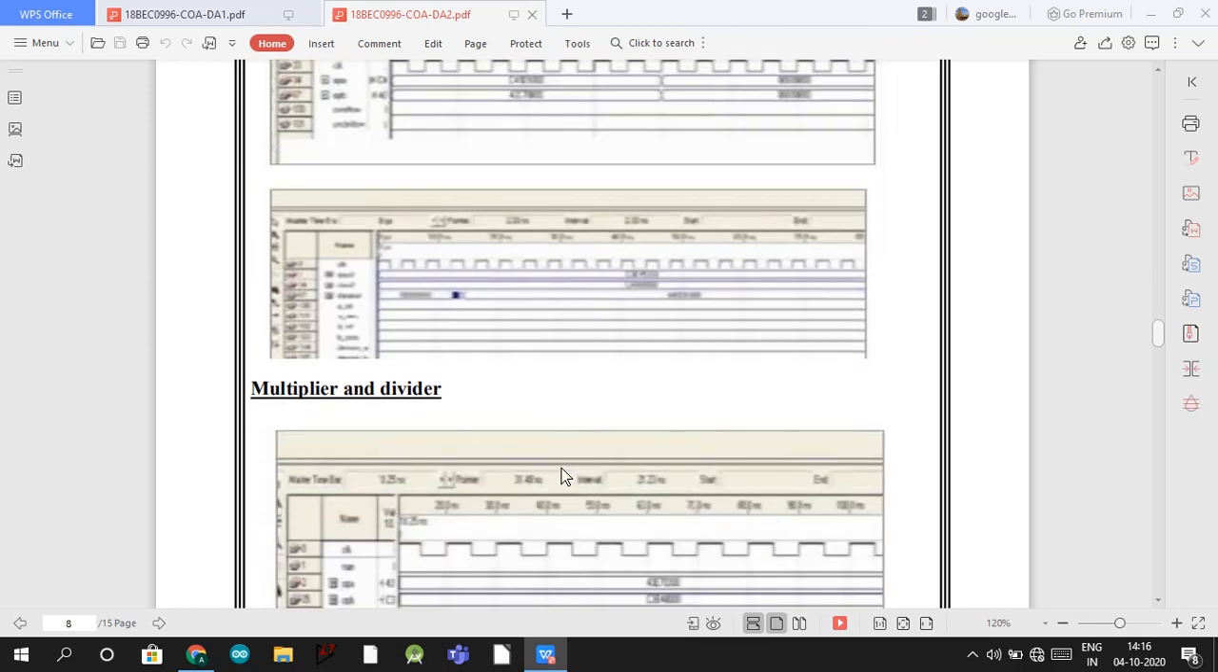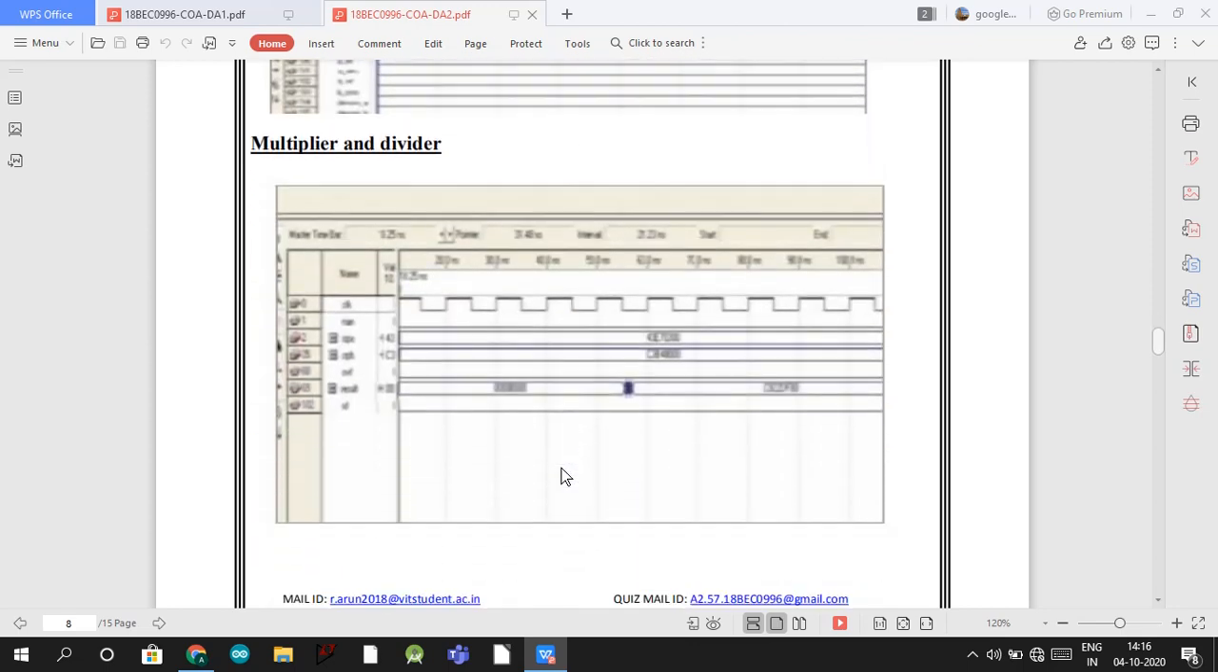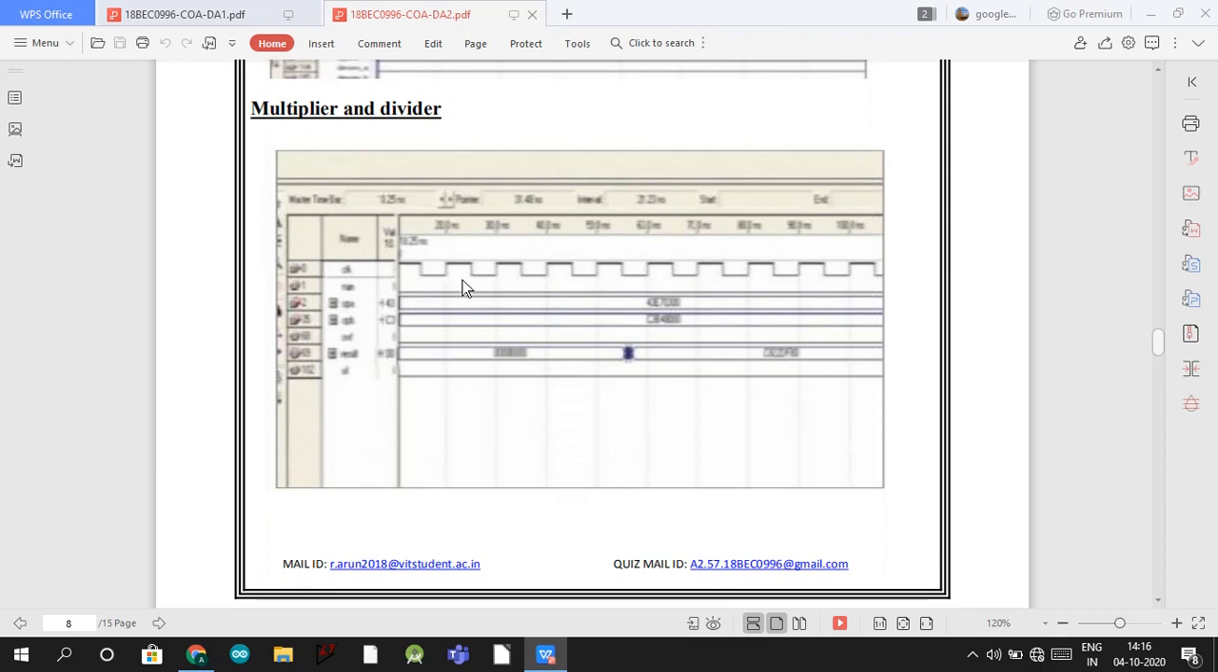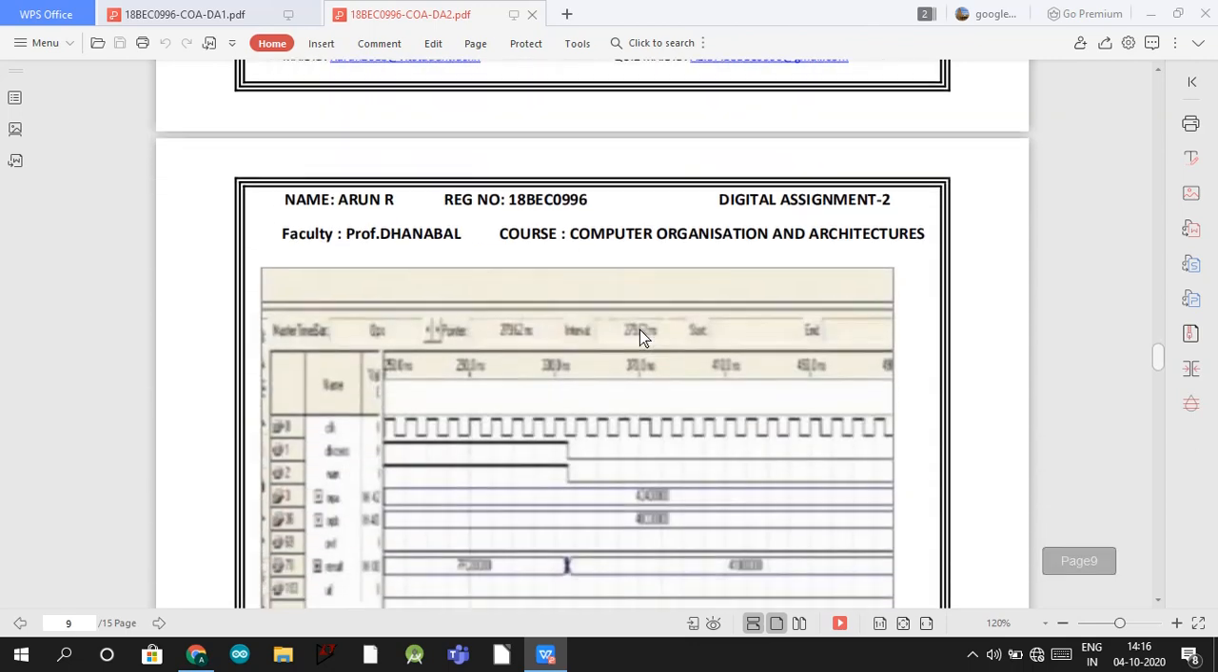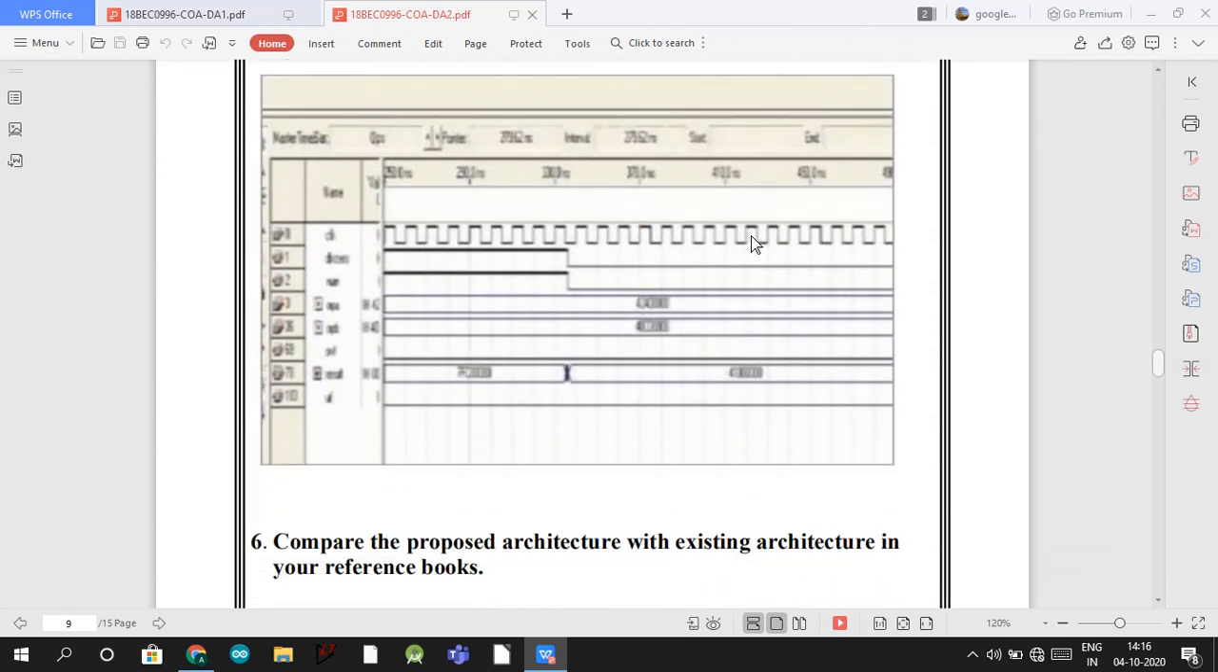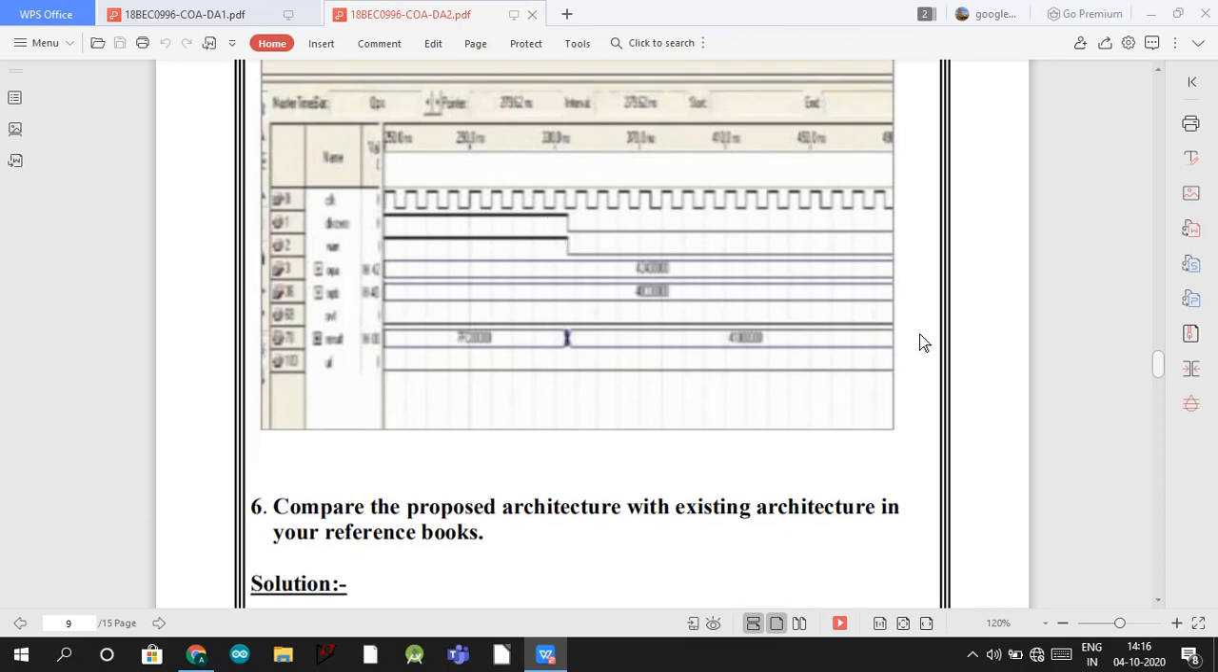For the multiplier and the divider, the output for the multiplier looks like this. It is the input, and it gives the output like this. You can see it is for the divider. If you give the input for a time delay, it gives the output for that particular time. It is high, and after that particular time it goes low. So this you can see.